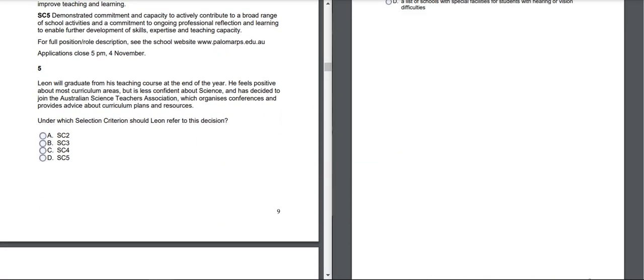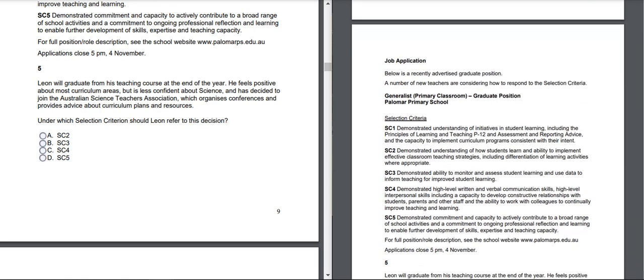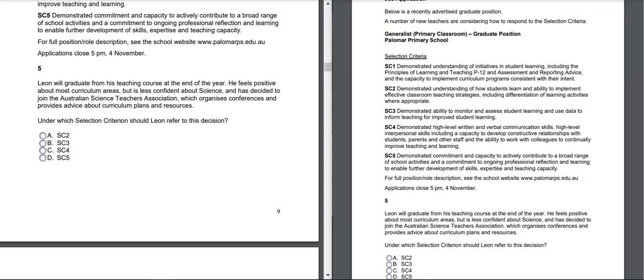Question 5. Again, this is one of the trickier questions that there are. Leon will graduate from his teaching course at the end of the year. He feels positive about most curriculum areas, but is less confident about science and has decided to join the Australian Science Teachers Association, which organises conferences and provides advice about curriculum plans and resources. Under which selection criterion should Leon refer to this decision?